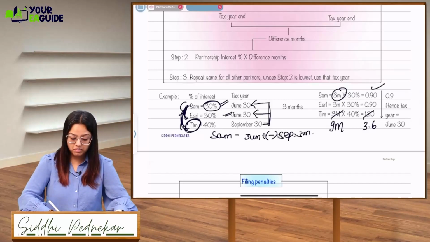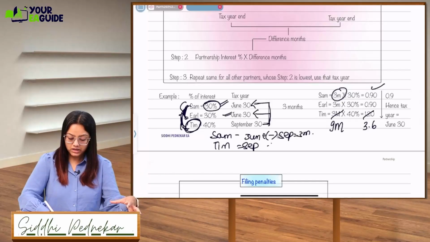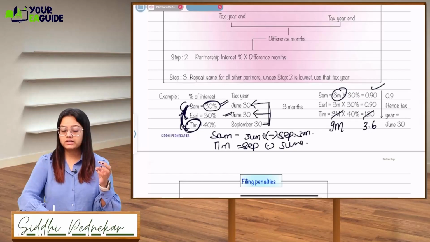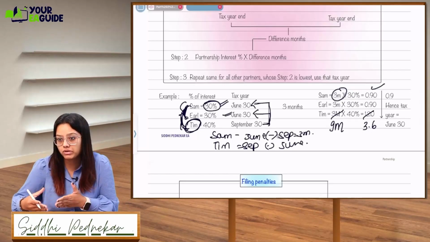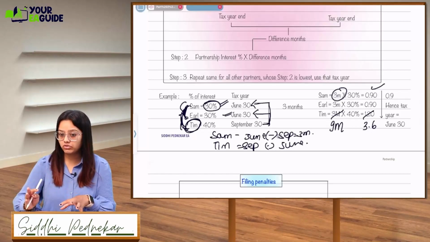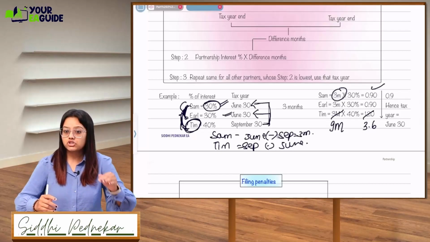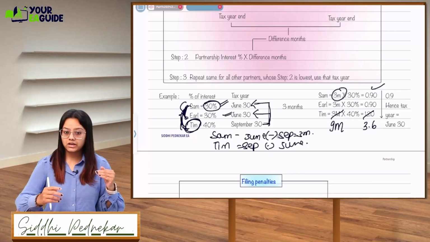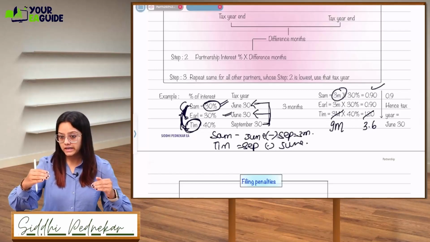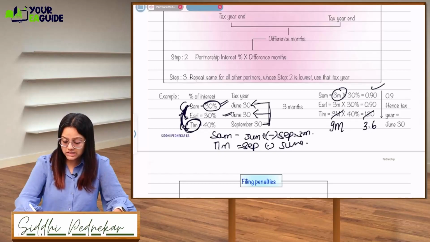But when we talk about Tim to Earl or Tim to Sam, it will be September till June. So you'll have to calculate after September how it will be done. October, November, December, Jan, Feb, March, April, May, June. 9 months it will be considered, right? So 9 months. Make this correction in the book, guys. It should be calculated from Tim's ending year to Sam or Earl's ending year, right? So 9 months into what is the share of Tim? 40%.